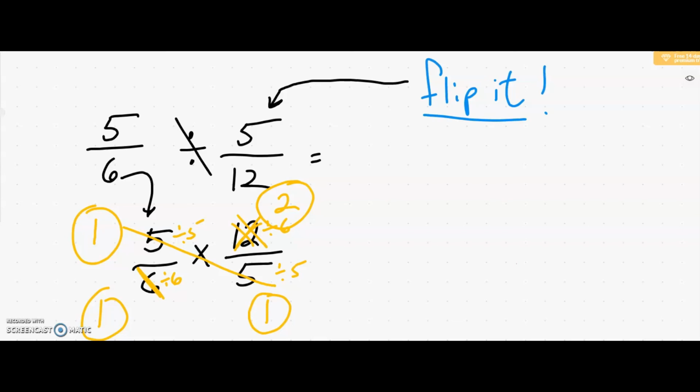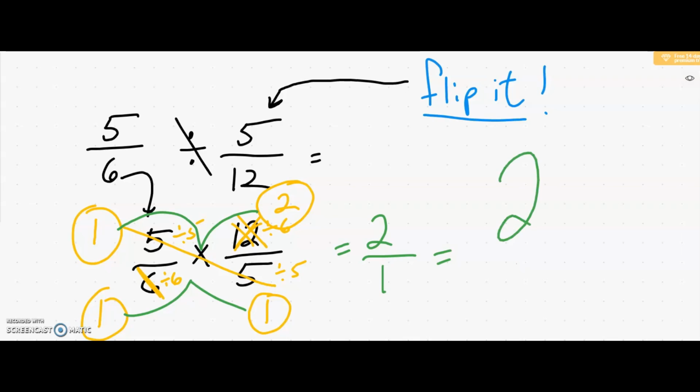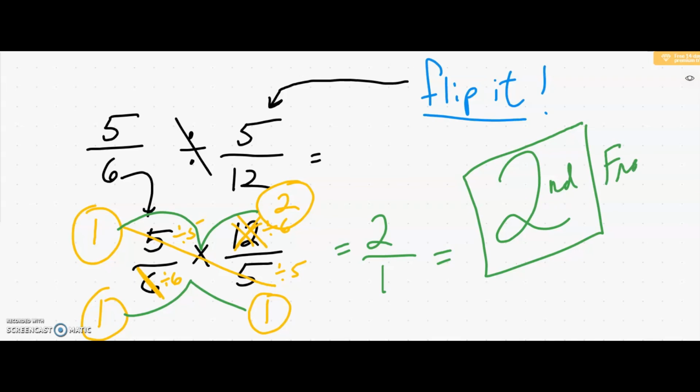Okay, so look what I'm left with. I'm left with 1 times 2, which is 2. 1 times 1, which is 1, to get a grand total of 2. And that's my answer. Just remember, you always flip the second fraction. That's the main rule, the heart of the whole problem. Once you flip the second fraction, then division automatically will become multiplication, and really just becomes a general multiplication problem.